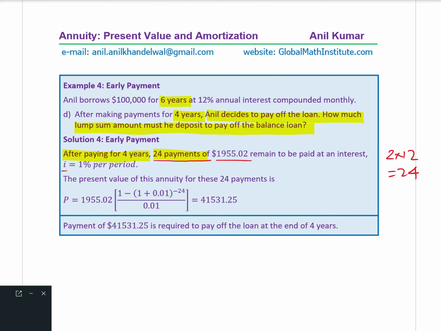So now let's find the present value for the same. So the present value formula will be used, which is equals to R times 1 minus all this. Substitute the values and calculate. So it comes to $41,531.25. So the payment of $41,531.25 is required to pay off the loan at the end of 4 years. Is that clear to you? So the key here is at the end of 4 years, see how many payments are to be paid and then find the present value of these payments, correct? So that is how you will do it.